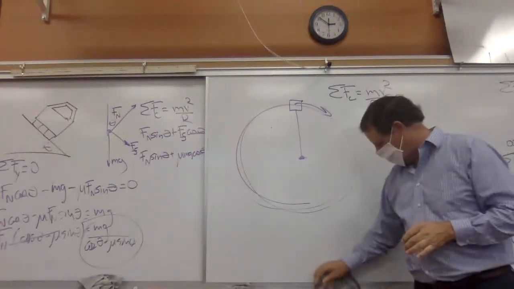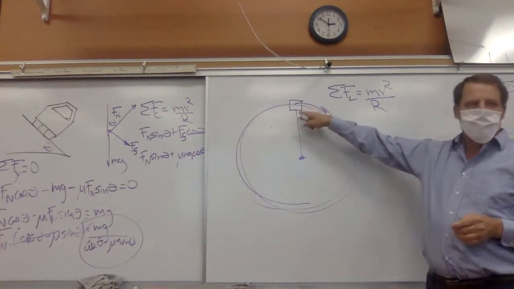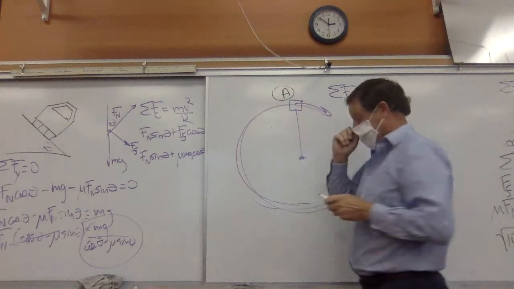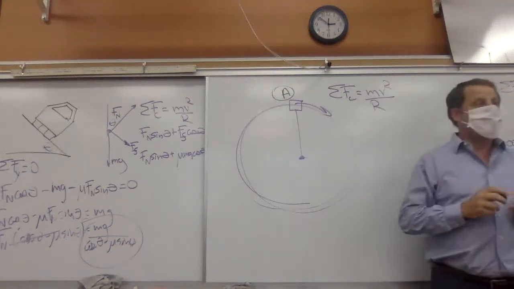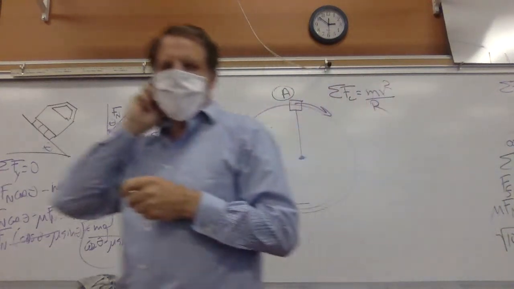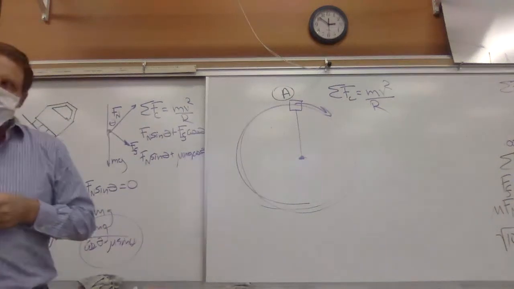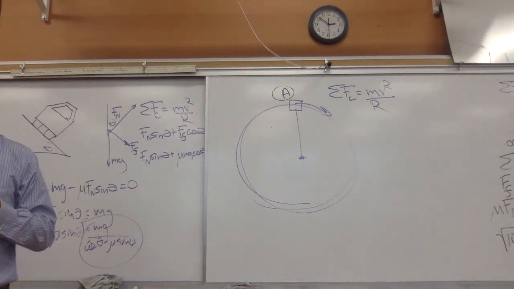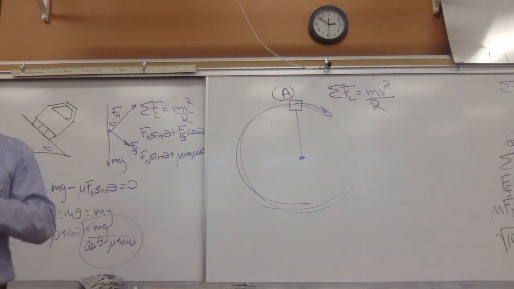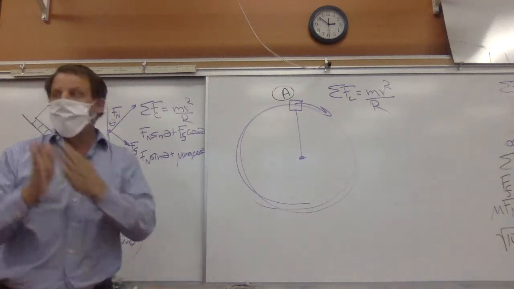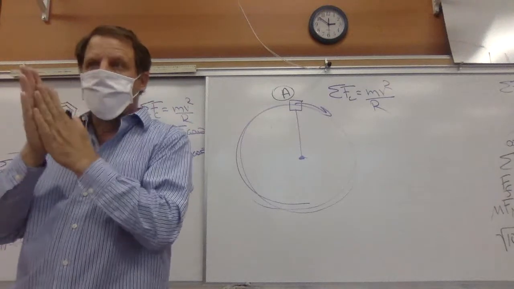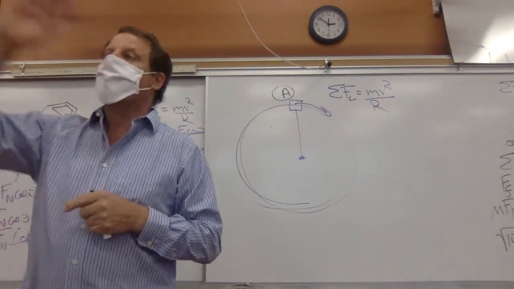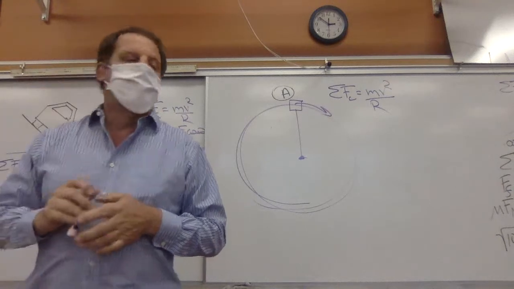But right here, and we'll call this point A, what is touching that mass? Force of gravity is going to be on there. We're ignoring friction because there's no two surfaces that are touching. Is there air resistance? Yes. Are we ignoring that? Yes.